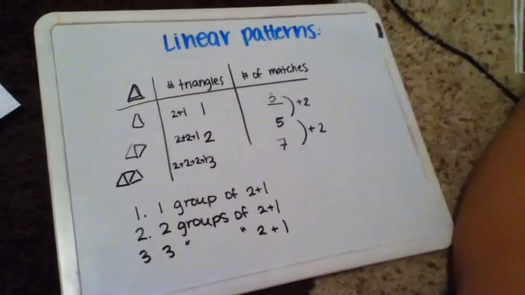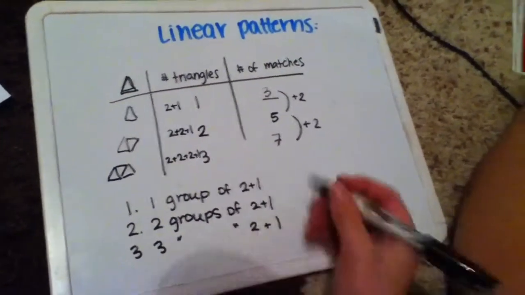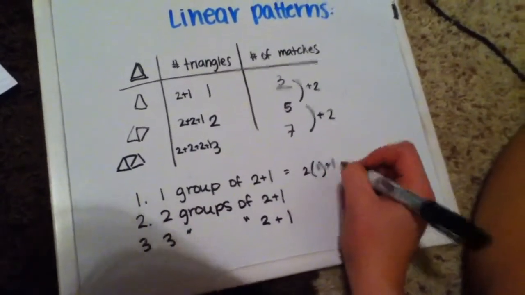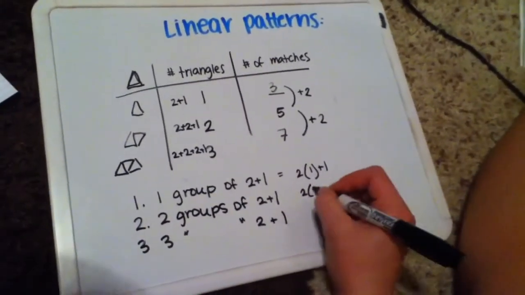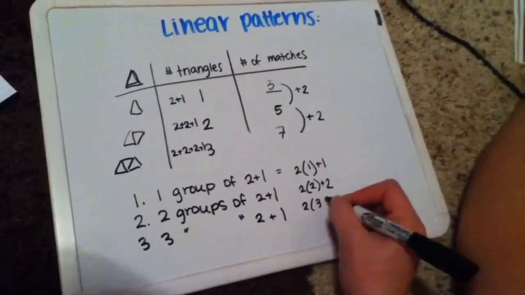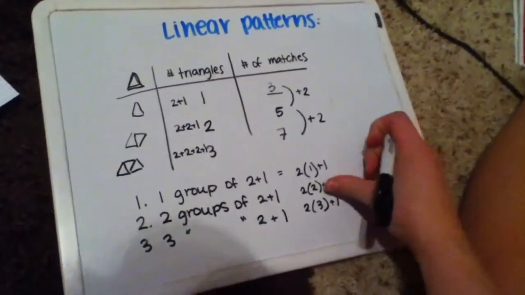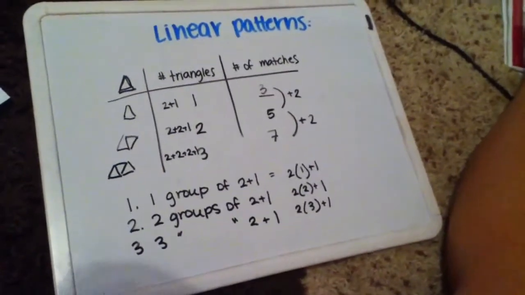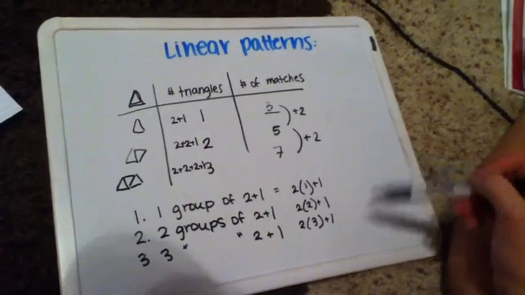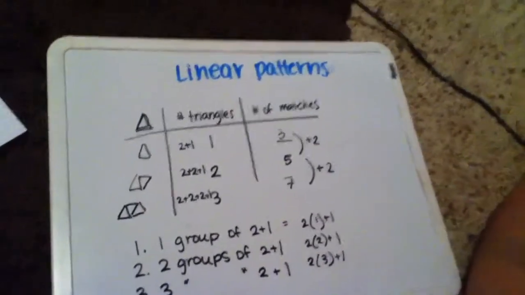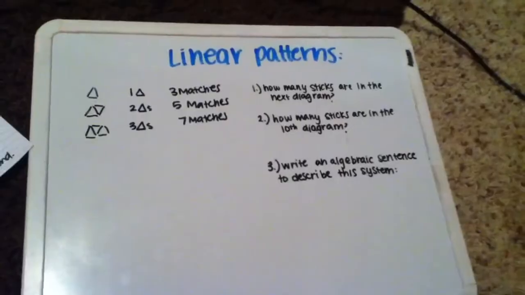Now the easier way to do this would be multiplication. And so we're able to go, this would be 2 times 1 plus 1. The next one would be 2 times 2 plus 1, and the final one would be 2 times 3 plus 1. Sorry, the second one should end in a plus 1. Now the number of matches is going to equal 2 times the number of triangles plus 1. So now that we have this pattern, we're able to jump into a number that we want to get to.